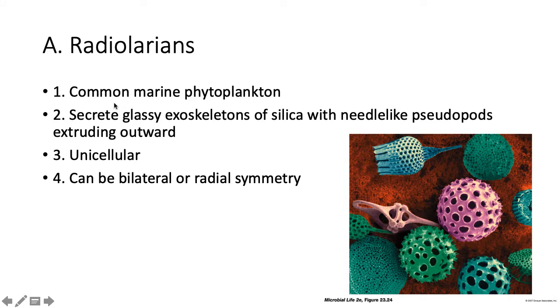So the Radiolaria, common marine phytoplankton. They also secrete an exoskeleton of silica, but they have these needle-like projections of pseudopods that kind of stick out. Unicellular, and as you can see from this picture, they can be bilateral or radial symmetry.